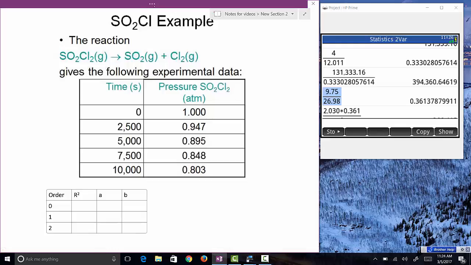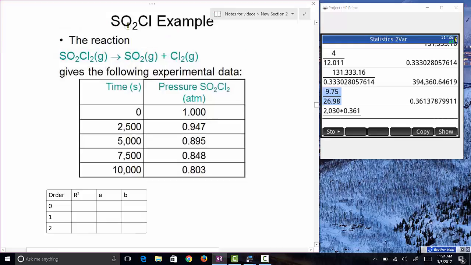Now, you'll note before we were looking at differential rate laws, our data was a concentration and a rate. Here, your data for integrated rate laws is going to have time in your data, and then it'll have your concentration, which could be pressure, could be molarity. You're going to treat pressure exactly the same way as you would molarity.